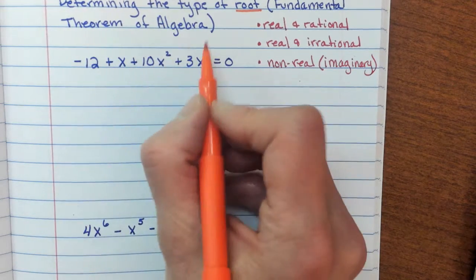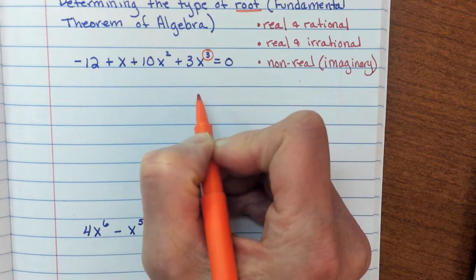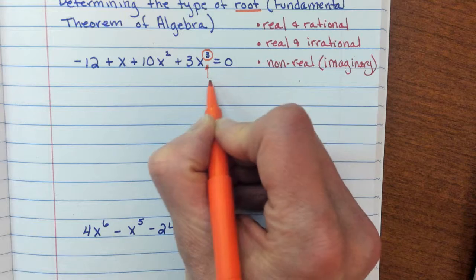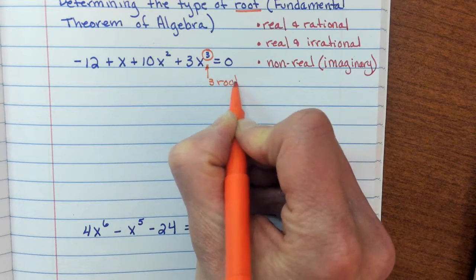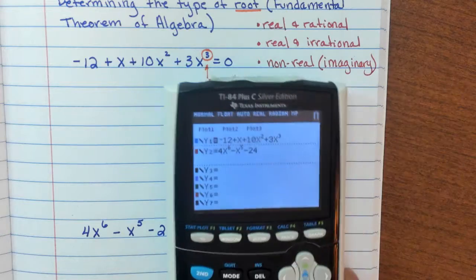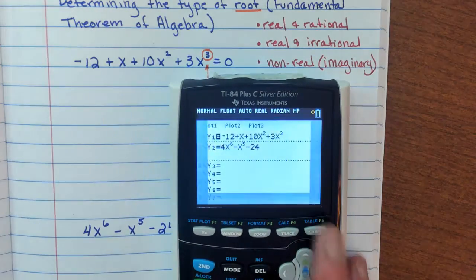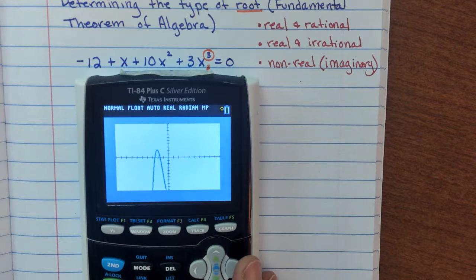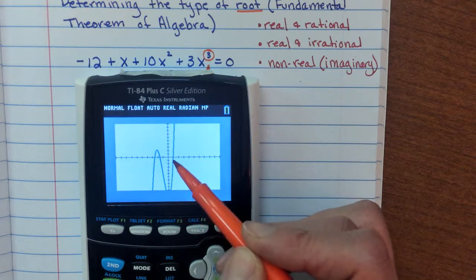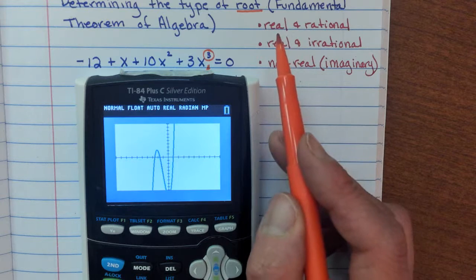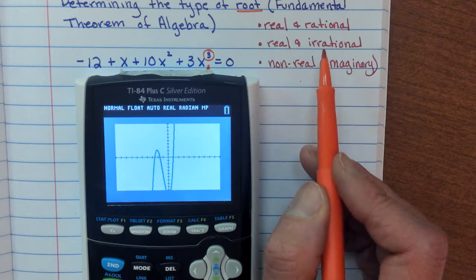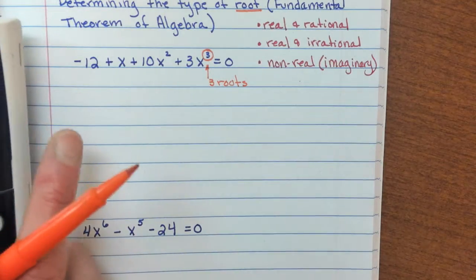It's not in standard form. So I need to look for my highest degree. My highest degree is 3. So that means I know I should have 3 roots. That's what I'm looking for. Okay. So I went ahead and I put it into my calculator and graphed it. And we're going to see that it intersects my x-axis 3 times. So that means all of my roots are real. So they're either real and rational or real and irrational. So I know that all 3 are real.